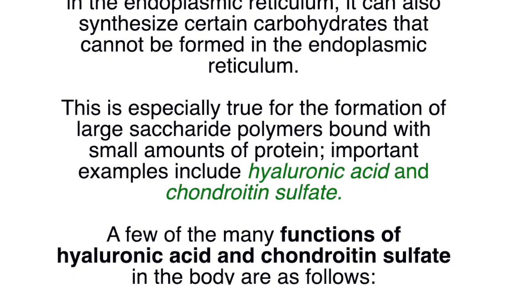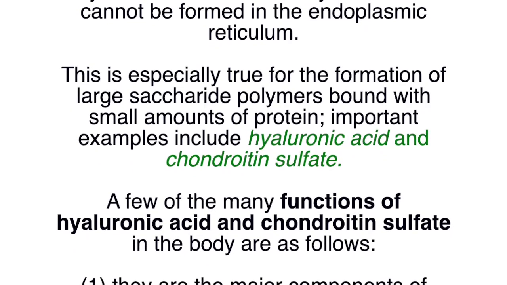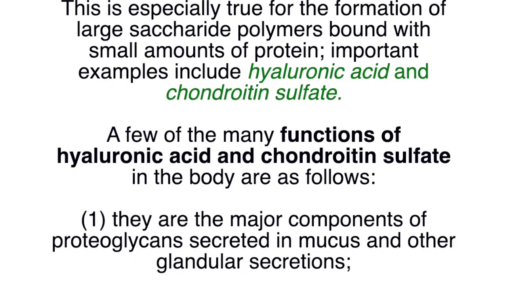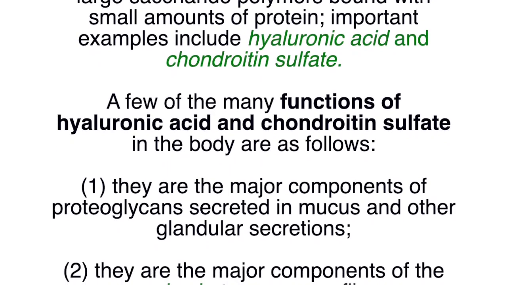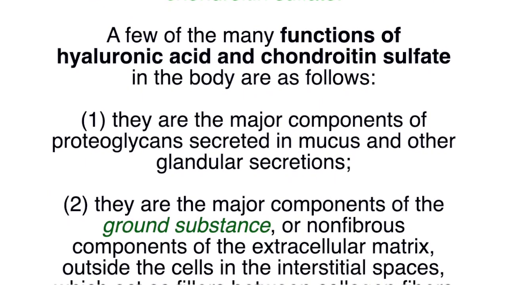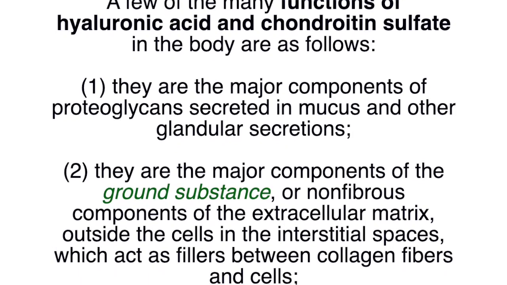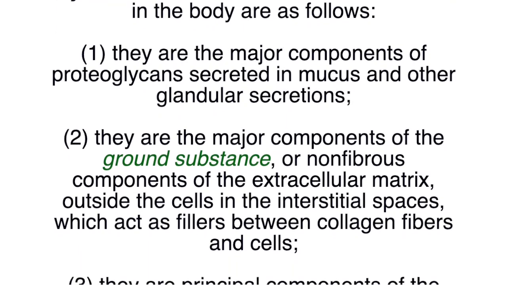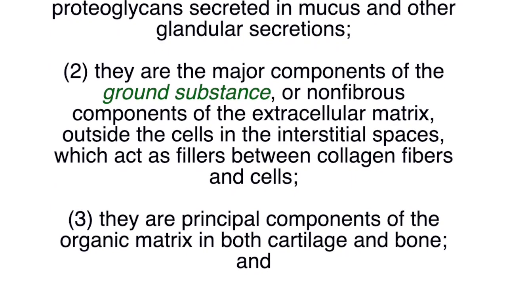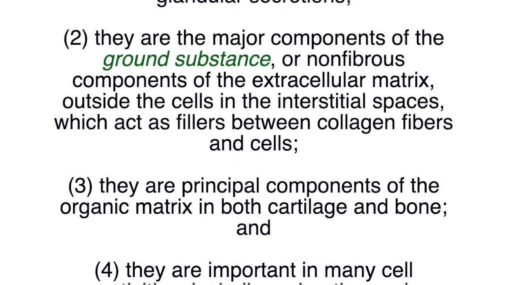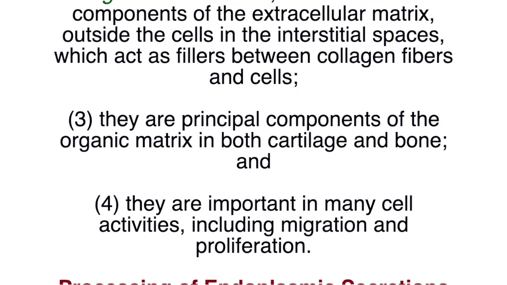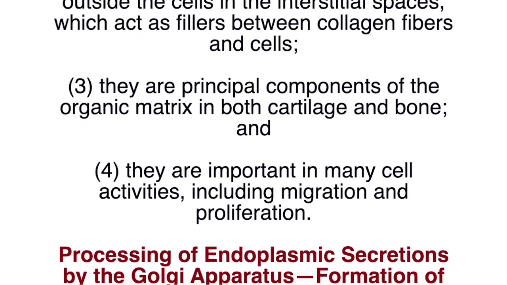A few of the many functions of hyaluronic acid and chondroitin sulfate in the body are as follows. 1. They are the major components of proteoglycans secreted in mucus and other glandular secretions. 2. They are the major components of the ground substance or non-fibrous components of the extracellular matrix outside the cells in the interstitial spaces, which act as fillers between collagen fibers and cells. 3. They are the principal components of the organic matrix in both cartilage and bone. And 4. They are important in many cell activities, including migration and proliferation.